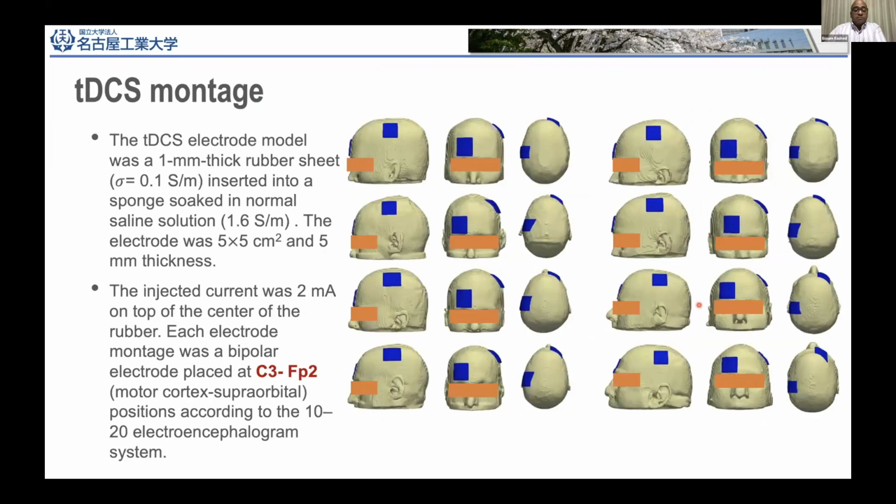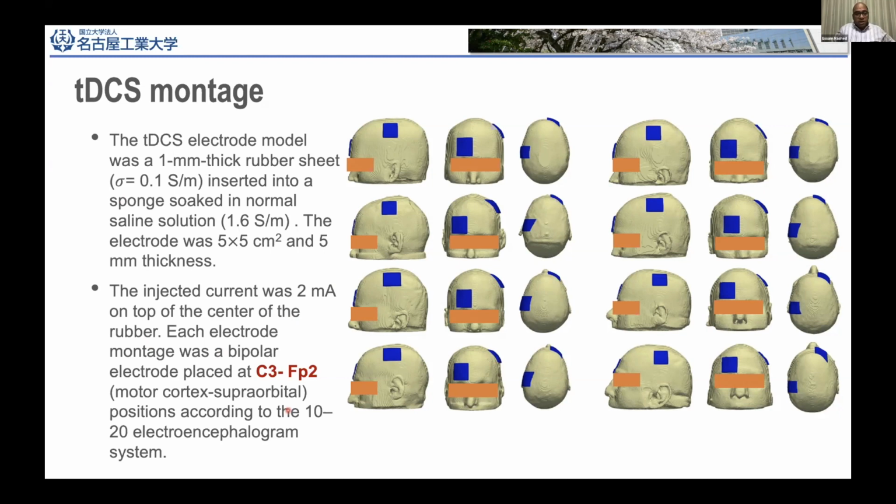Then we have used the segmented model for doing some tDCS experiments. So here's the montage we have used. We have used a 1 millimeter thick rubber sheet with a conductivity of 0.1. The electrode is 5 by 5 centimeters with 5 millimeter thickness. And we placed the electrode around C3 and FP2, which is close to the motor cortex and supraorbital position.